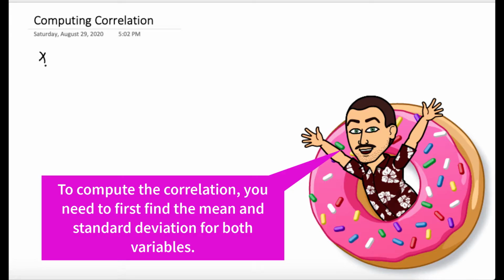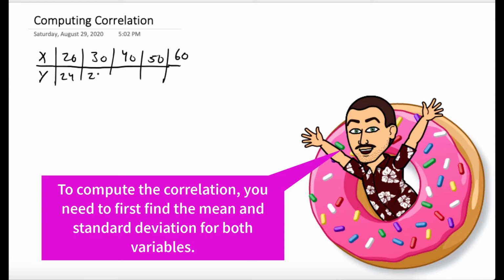So I'm going to start by writing down our data. I'll let X be the speed and Y will be our mileage. So our X entries were 20, 30, 40, 50, and 60. And our mileage, which we could measure based on our speed, was 24, 28, 30, 28, and 24.